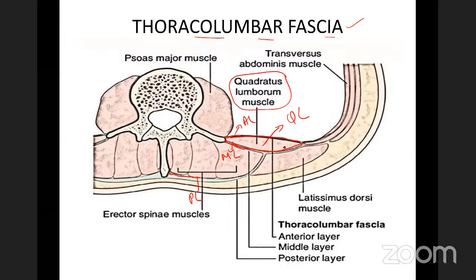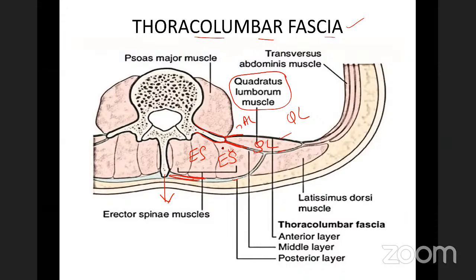Okay. Now, in between the middle layer and the posterior layer, the muscle here is the erector spinae muscle. Now, the MCQ question asked in this thoracolumbar fascia is, the anterior layer of the thoracolumbar fascia is attached to the anterior aspect of the transverse process of the lumbar vertebrae, whereas the middle layer is attached to the tip of the transverse process of the lumbar vertebrae, whereas the posterior layer of the thoracolumbar fascia is attached to the spine of the lumbar vertebrae. What are the muscles enclosed in between the anterior layer and the middle layer? It is the quadratus lumborum. In between the middle and the posterior layer, it is the erector spinae muscle.